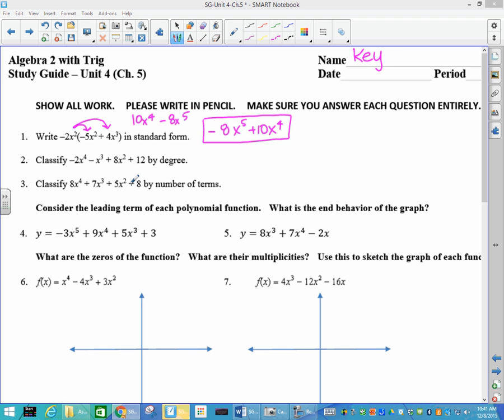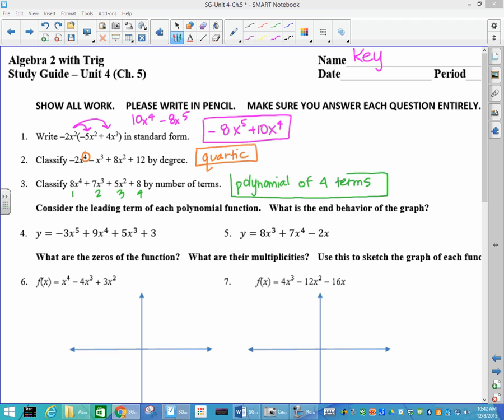Okay, the next one says classify it by degree. You're looking for the highest exponent, so it is a fourth degree, and we call a fourth degree a quartic polynomial. And then it says classify by the number of terms. A term is anything that is separated by a plus or minus. If it was one term, it'd be a monomial. Two terms is a binomial. Three terms is a trinomial. And anything more than that, we say that it is a polynomial of, and tell how many terms it has. In this case, it's of 4 terms.